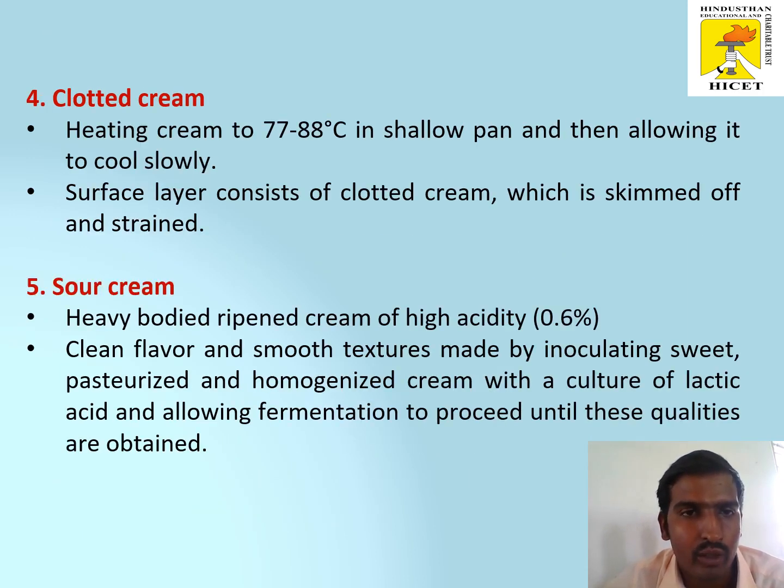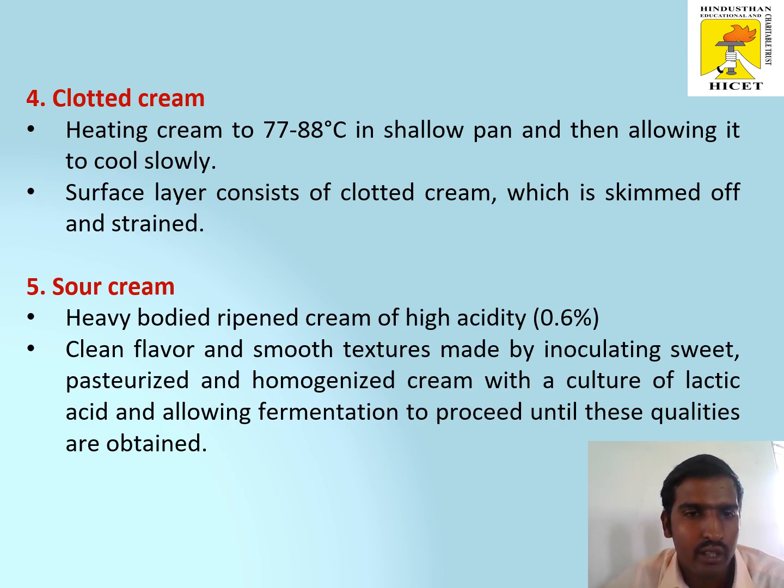And clotted cream. Clotted cream is made by heating the cream to 70 to 80 degrees Celsius in a shallow pan and allowing it to cool slowly. Compared to the other creams, clotted cream has a higher protein percentage, and it can be held for 24 hours in the aging process, and it has more applications. The surface layer consists of clotted cream, which is skimmed off and strained.